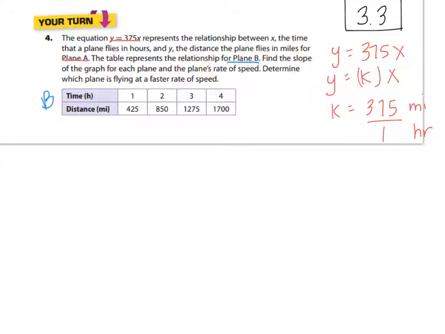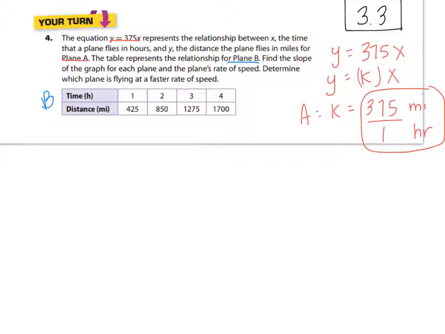So I already know what my constant of proportionality is, which also happens to be what my unit rate is, because it is my value for 1 hour. It's 375 miles per 1 hour. So the constant of proportionality for plane A is 375.